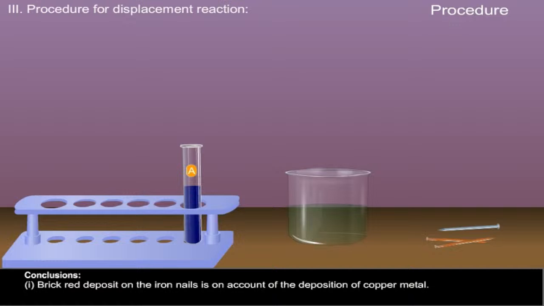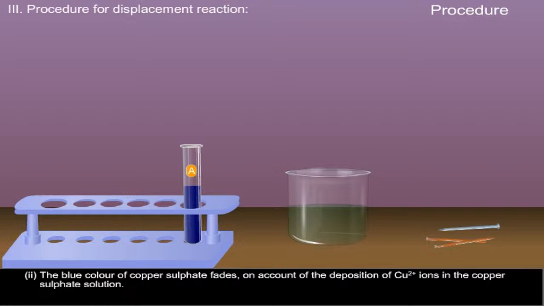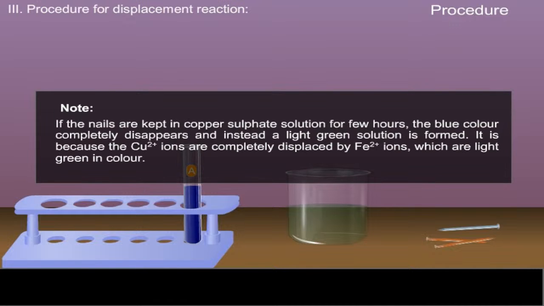Conclusions. Brick red deposit on the iron nails is on account of the deposition of copper metal. The blue color of copper sulfate fades on account of the deposition of copper ions from the copper sulfate solution. Note, if the nails are kept in copper sulfate solution for a few hours, the blue color completely disappears and instead a light green solution is formed. It is because the copper two ions are completely displaced by ferrous ions, which are light green in color.